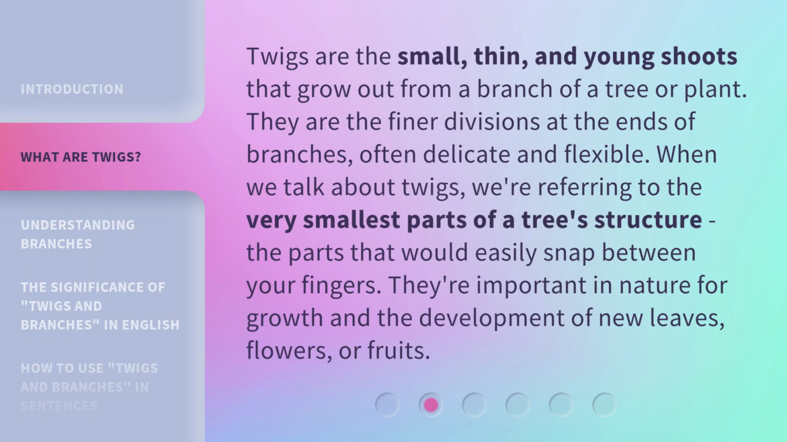Twigs are the small, thin, and young shoots that grow out from a branch of a tree or plant. They are the finer divisions at the ends of branches, often delicate and flexible. When we talk about twigs, we're referring to the very smallest parts of a tree's structure, the parts that would easily snap between your fingers. They're important in nature for growth and the development of new leaves, flowers, or fruits.